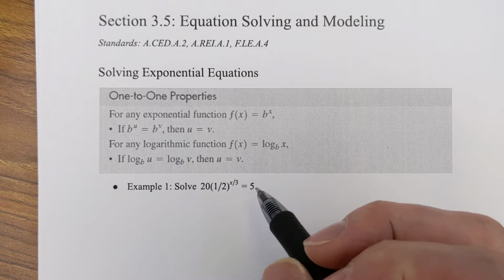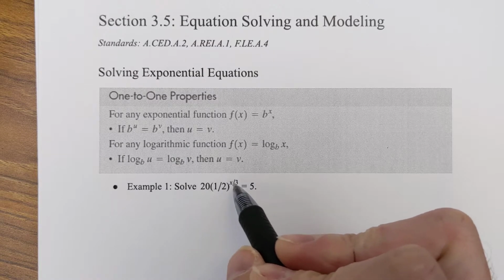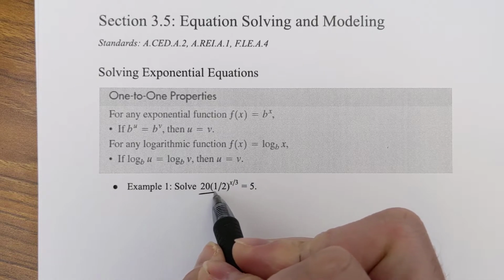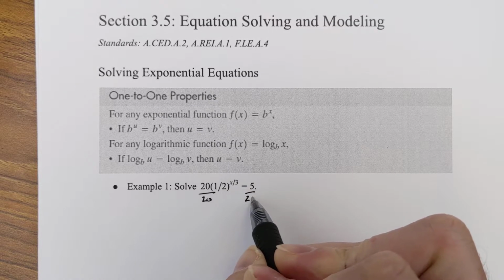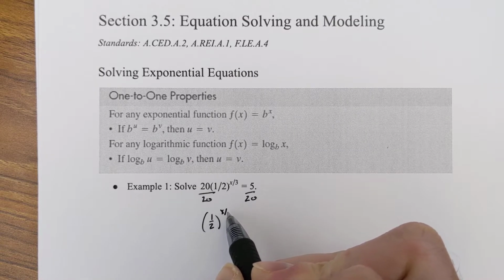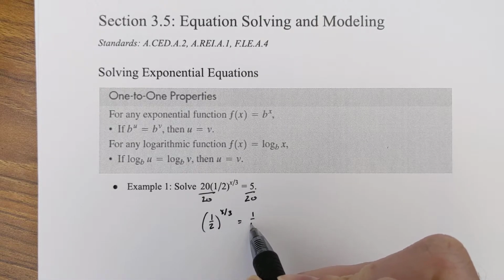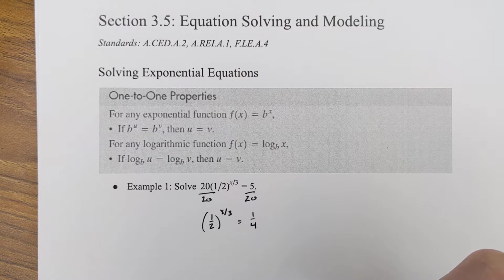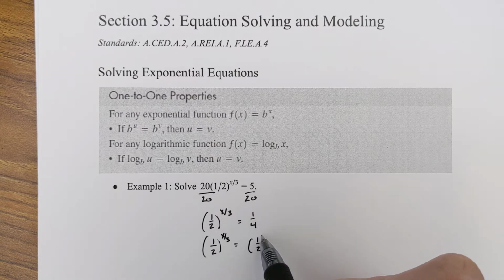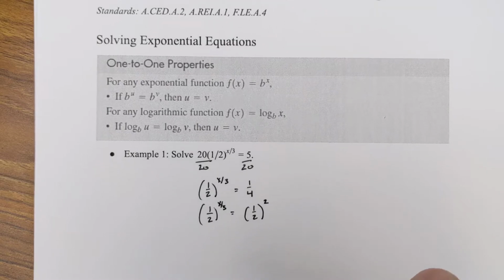The first thing that we need to do is isolate our exponential part. So for this problem, I would need to divide both sides by 20 first. So this would become 1/2 to the x over 3 equals 1/4. So I need to write 1/4 as a power of 1/2. So it's the same thing as 1/2 squared.